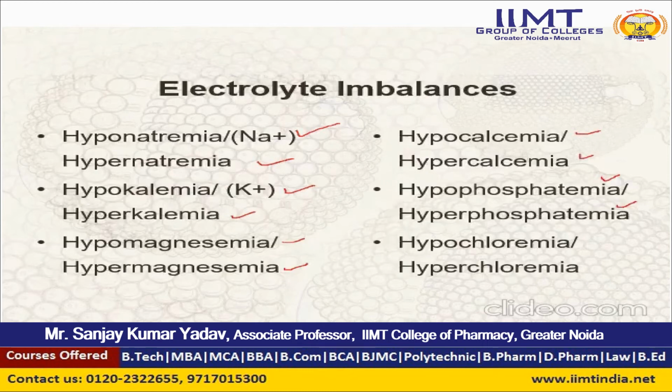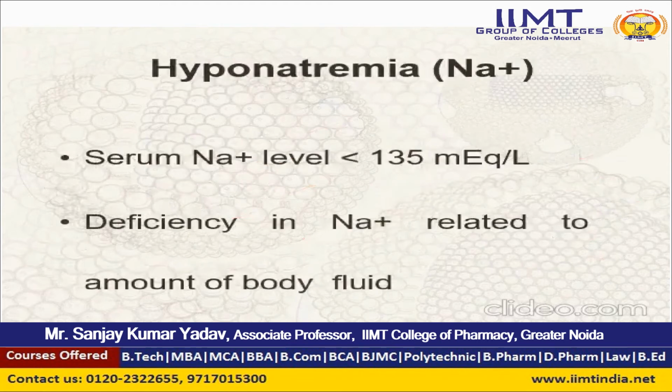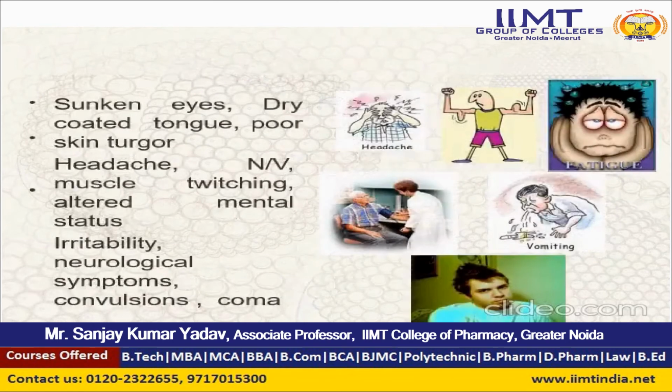So different diseases, different deficiencies or imbalances occur in our body fluid. Apart from sodium, potassium, magnesium, calcium, chloride and phosphate, any electrolytes may decrease or increase in our body fluids and lead to this type of problems. We can understand this with the help of different diagrams, so we can go through this diagram.